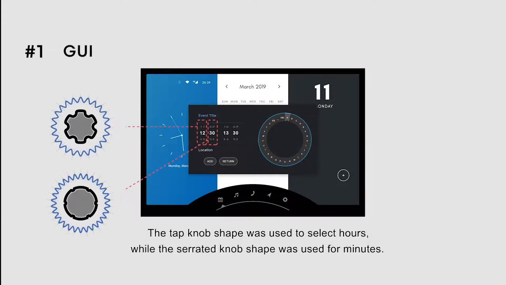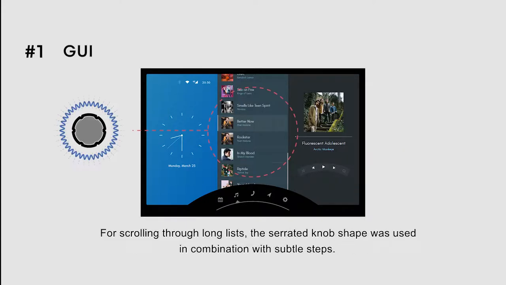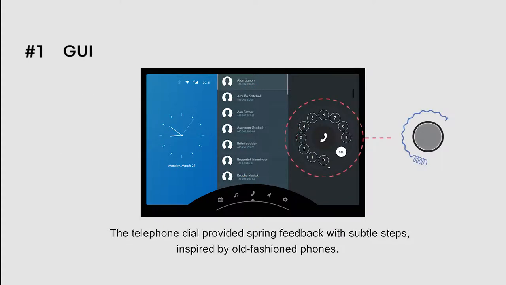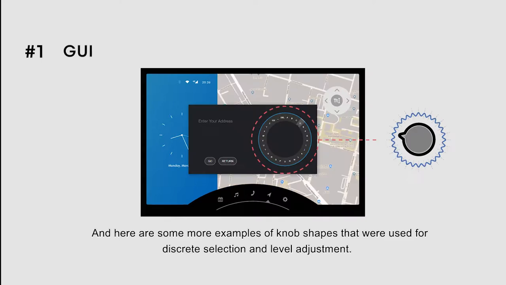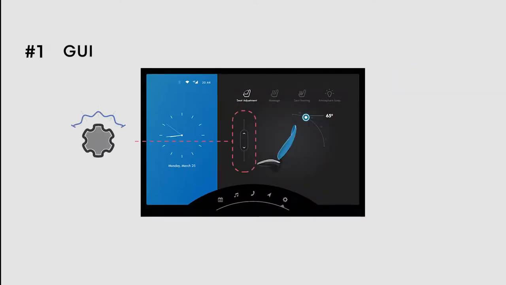The tap knob shape was used to select hours, while the serrated knob shape was used for minutes. We validated the need for an indicator by combining the tap knob shape with stimuli that restrict the rotation. For scrolling through long lists, the serrated knob shape was used in combination with subtle steps. The telephone dial provided spring feedback with subtle steps inspired by old-fashioned phones. And here are some more examples of knob shapes that were used for discrete selection and level adjustment.